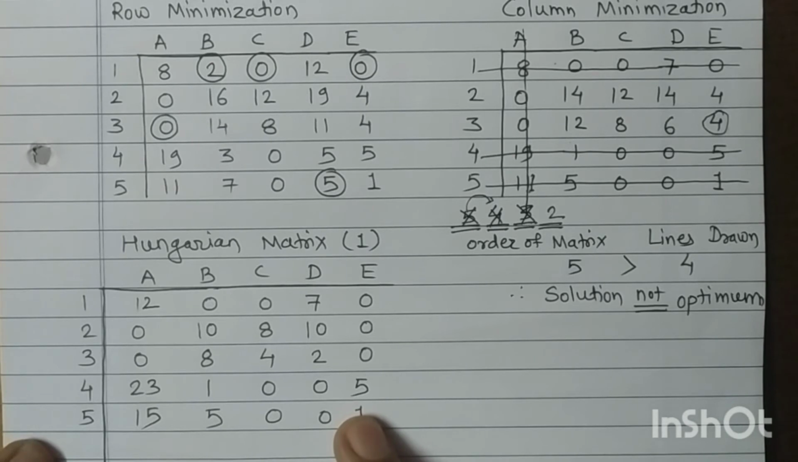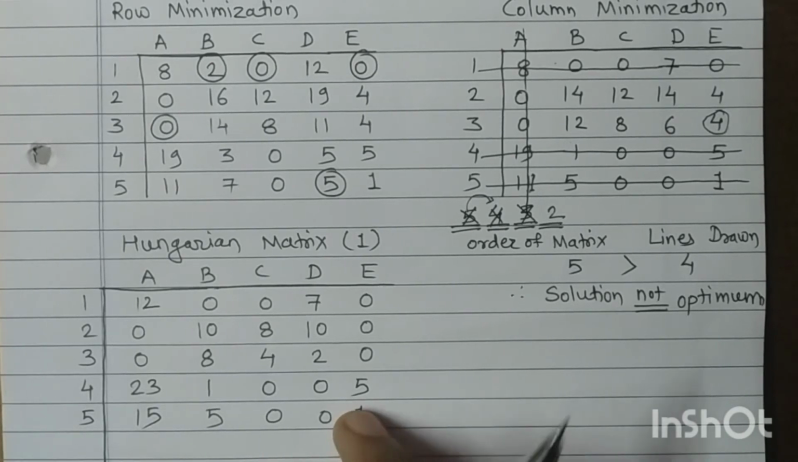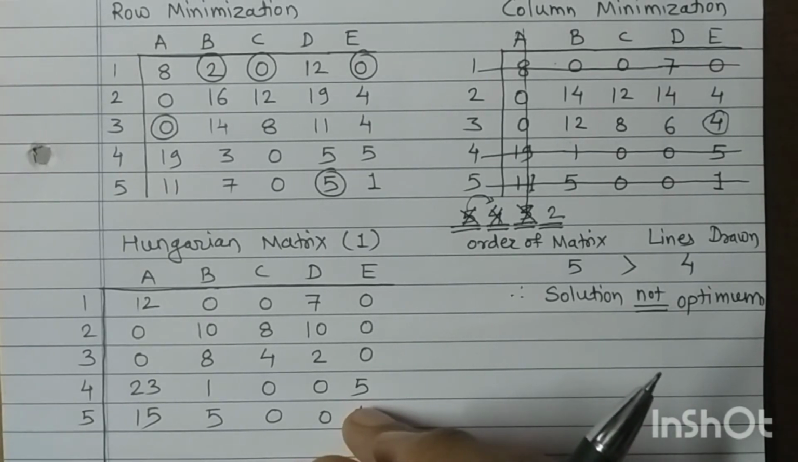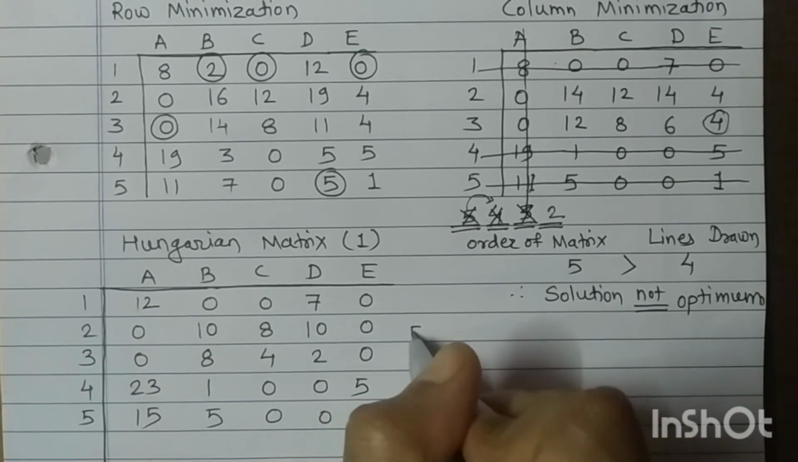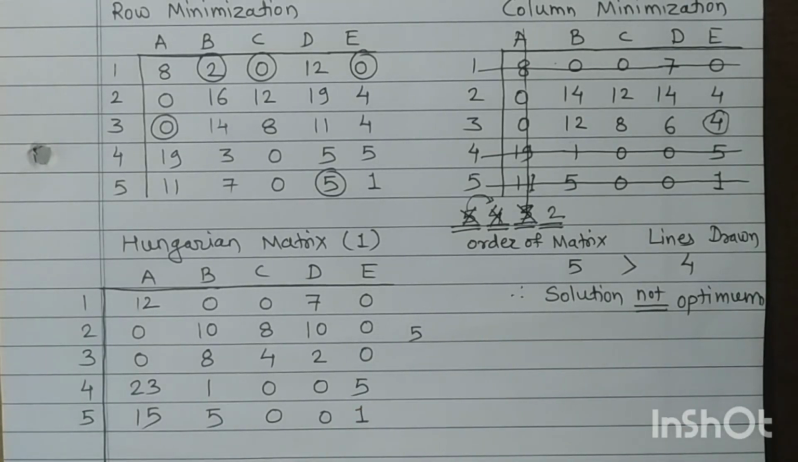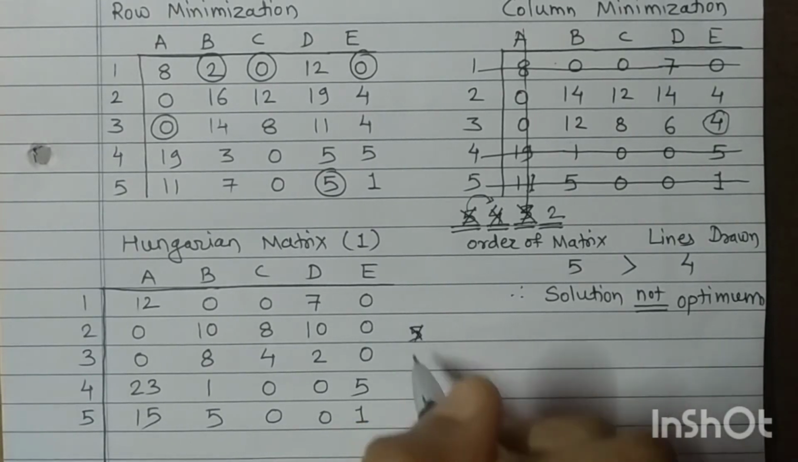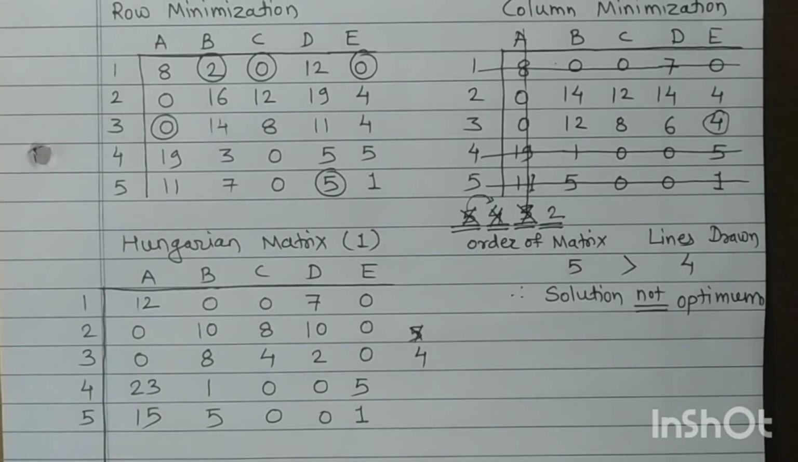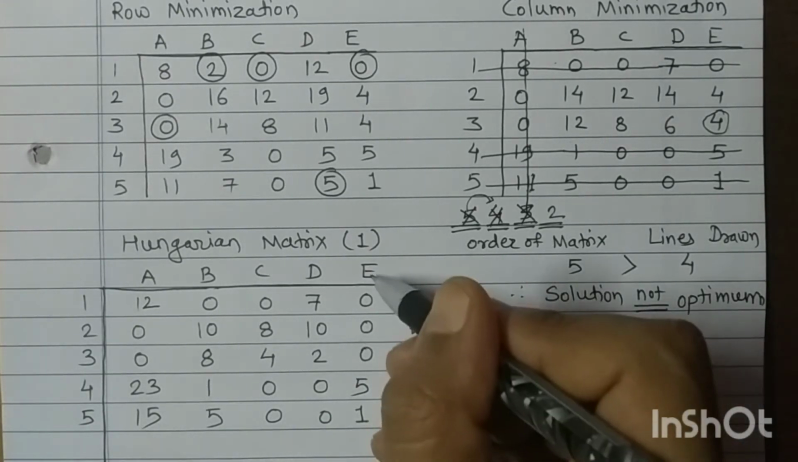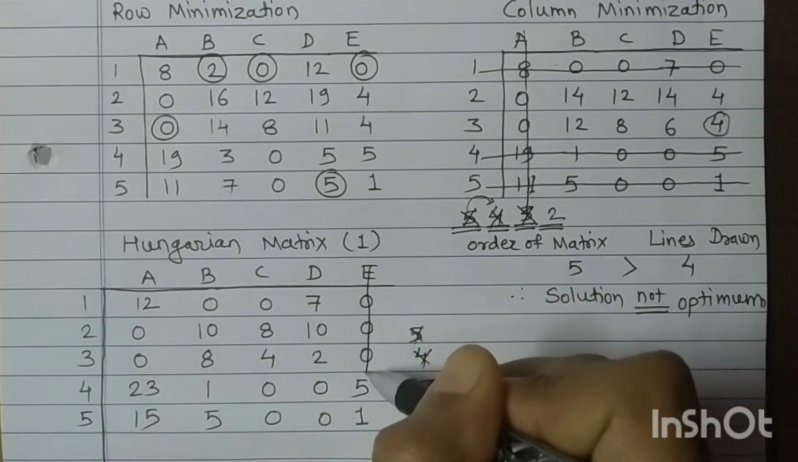Now here also you have to draw horizontal or vertical lines covering the zeros. So first of all, start with 5 zeros. Can you find 5 zeros in a row or column? No. So go for 4 zeros. Can you find 4 zeros in a row or column? No. So go for 3 zeros. Can you find 3 zeros in a row or column? Yes. So here I can draw a vertical line covering 3 zeros.